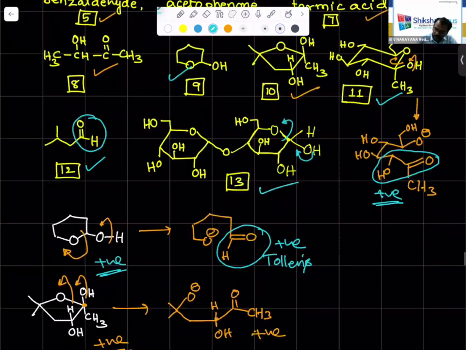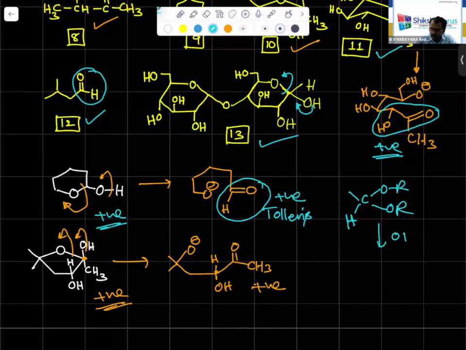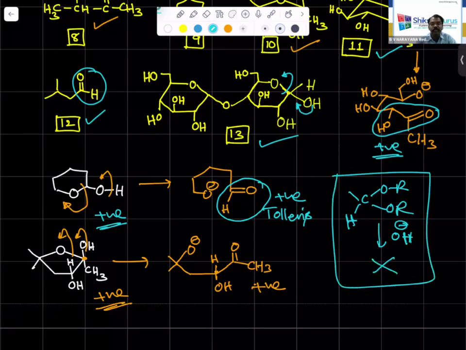For example, let's say it is a molecule. I am writing carefully. Carbon is connected to two OR groups. It is an acetal. It is stable in basic medium. No reaction at all.